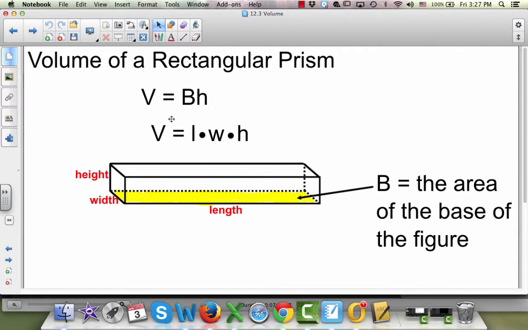And you wonder why in the world, if it's this easy formula that we know, length times width times height, why do we have to use this big B little h up here? Well, the reason is because this formula right here will be used for triangular prisms, and it will be used for cylinders also, and for any kind of prism or cylinder that you need. This is the formula that you're going to use, and it won't always be length times width. Length times width times height is the one that you use for a rectangular prism. So let's move on.